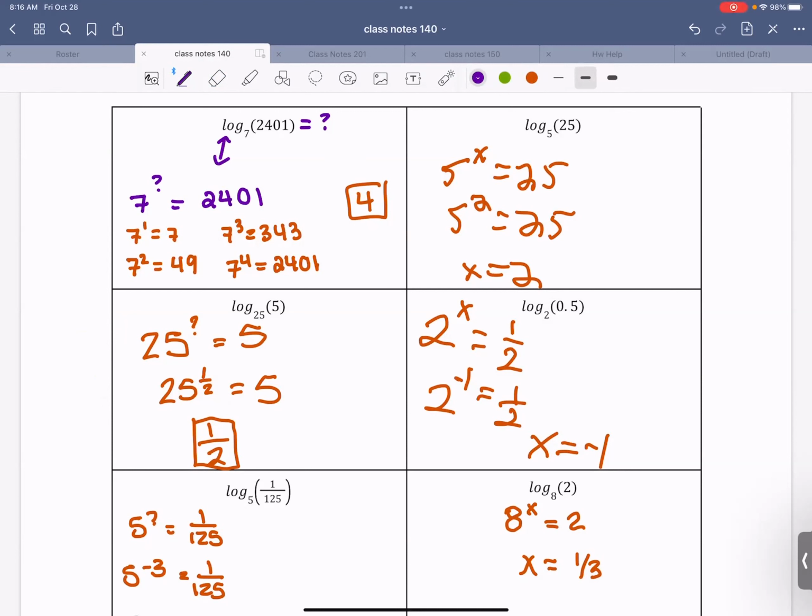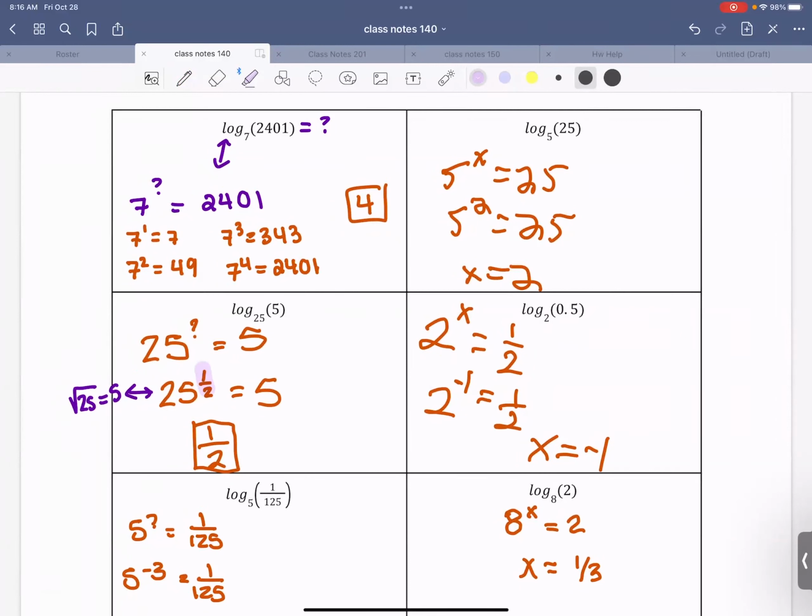If you would like to, you can just start square rooting, third rooting, fourth rooting. I know the square root of 25 is 5. And another way of saying that is 25 to the 1/2 equals 5. Okay, so either one works, but the one that's probably most helpful for us for the logarithm is when the 1/2 is in the power, because that's the answer to our question. Okay. Any questions on this one?